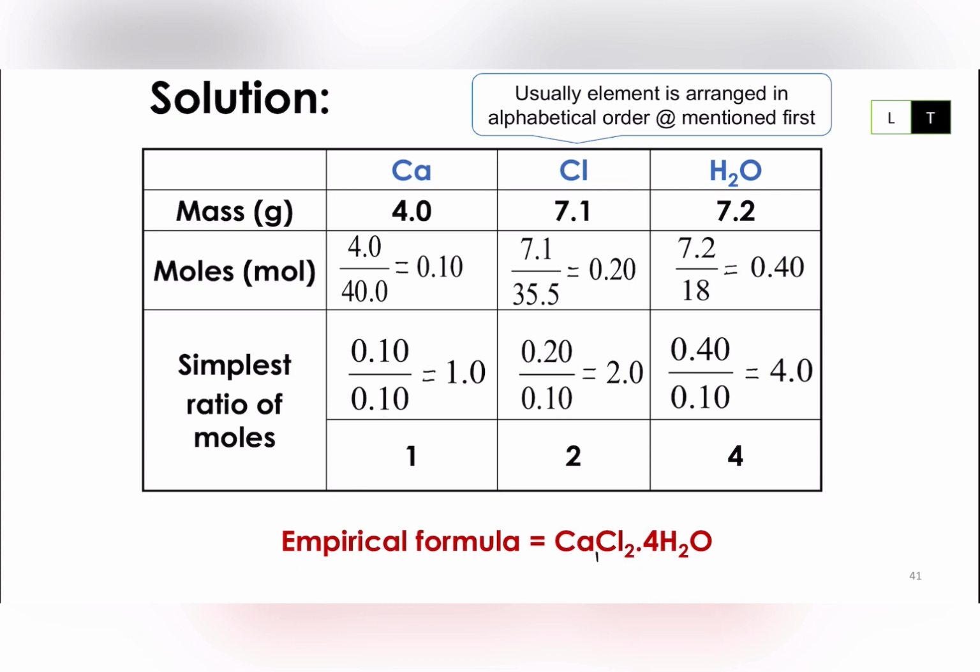And then, this is a special thing about hydrated compounds. You have to put this whole number at the front of water. And don't forget the dot symbol to emphasize hydrated. So that's why the empirical formula for this compound will be CaCl2 dot 4H2O.